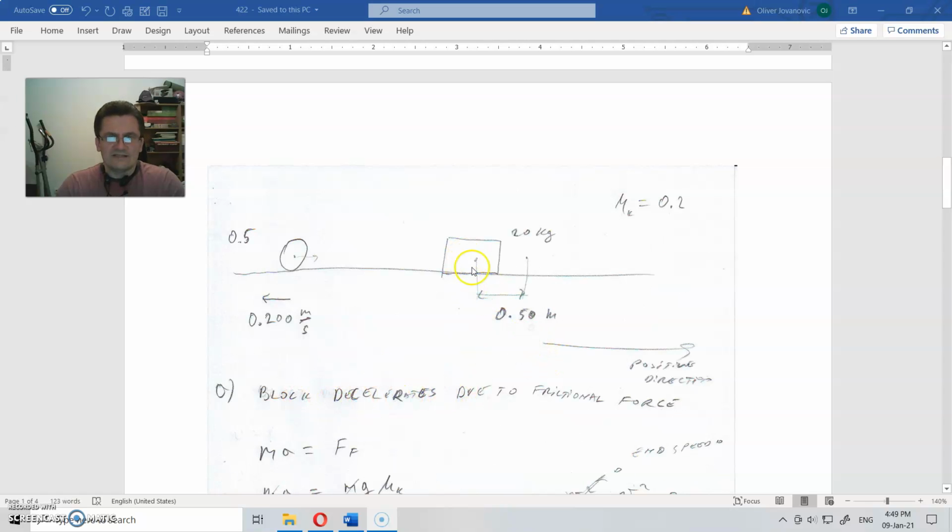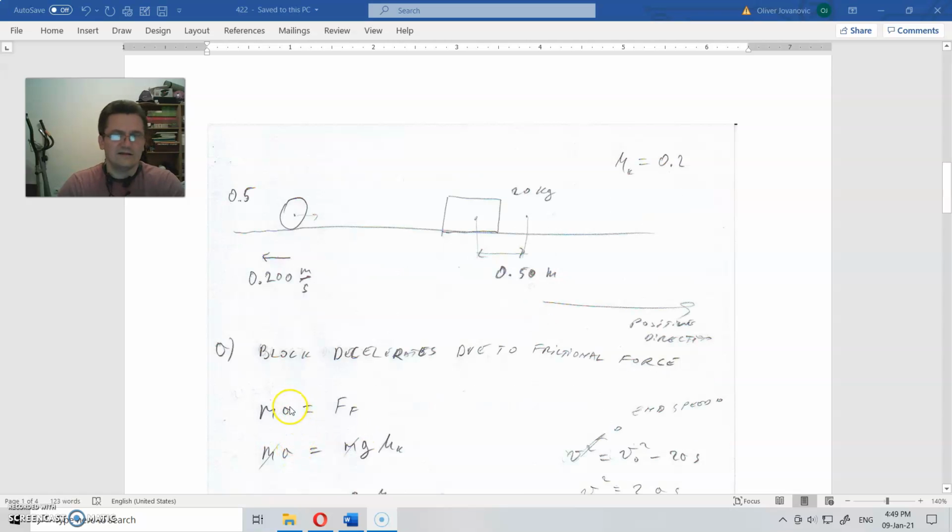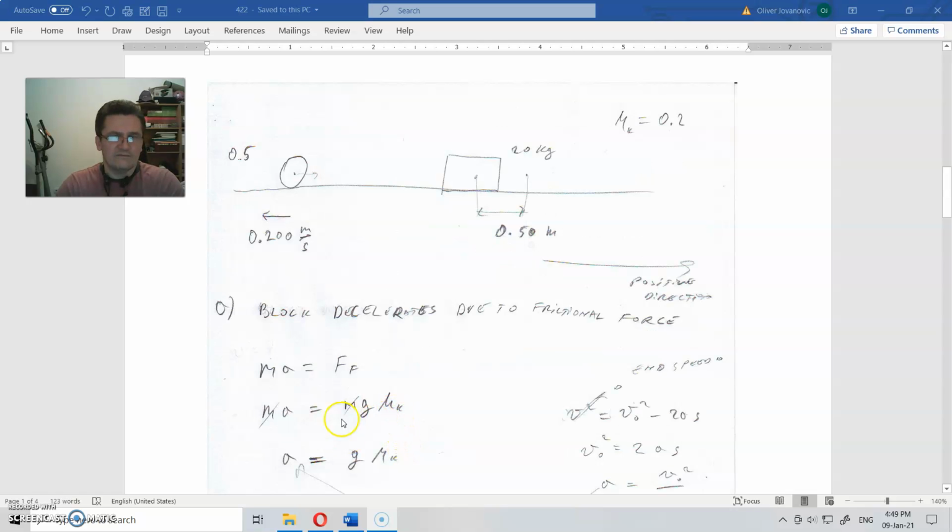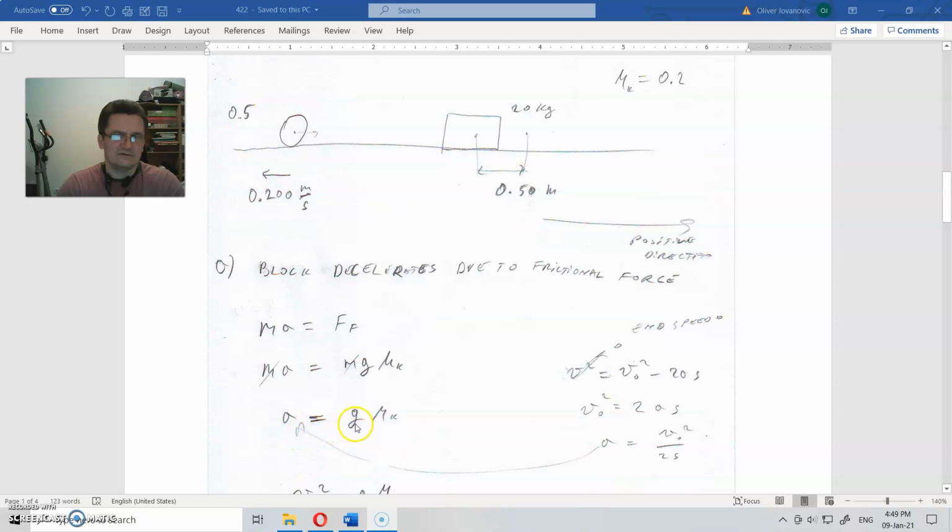So the block decelerates from the start for this 0.5 meters, and all of this deceleration is because of the frictional force. So mass times acceleration, that is the second Newton law, is equal to the force, and that force is mg times the dynamic coefficient of friction. And from here, the deceleration is equal to g times mu k. That is from one thing.